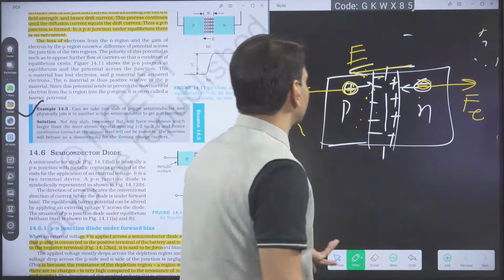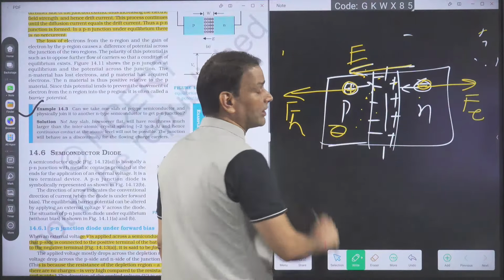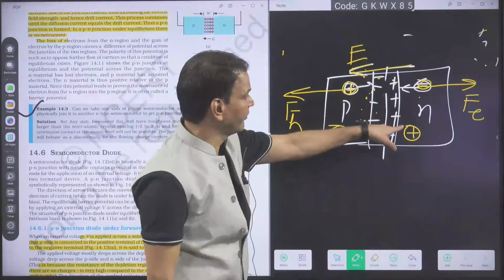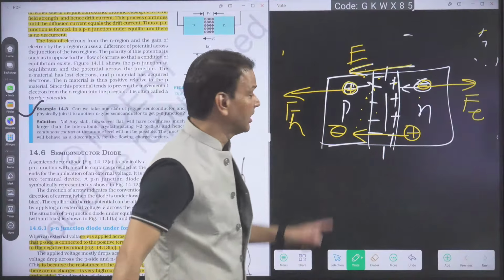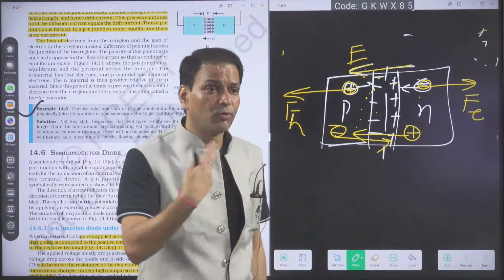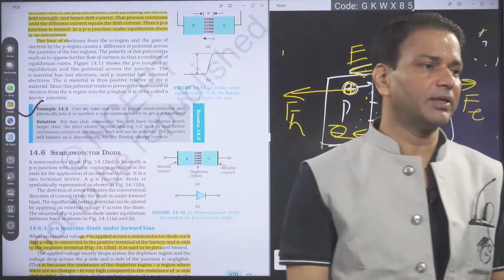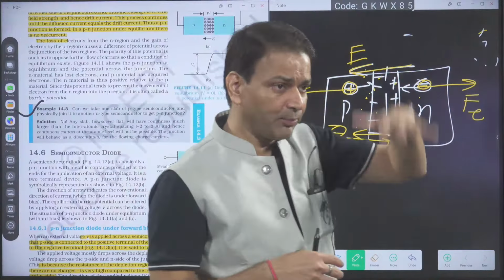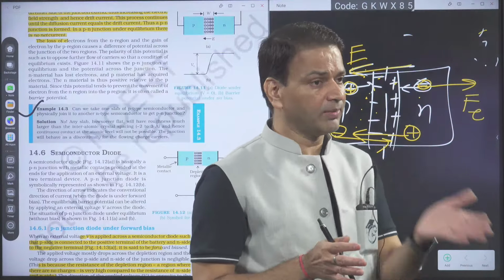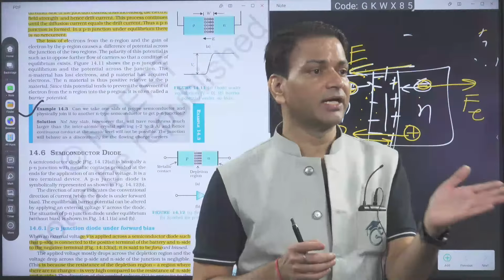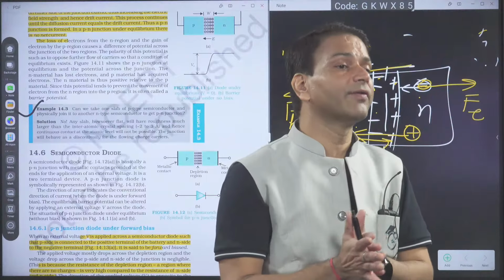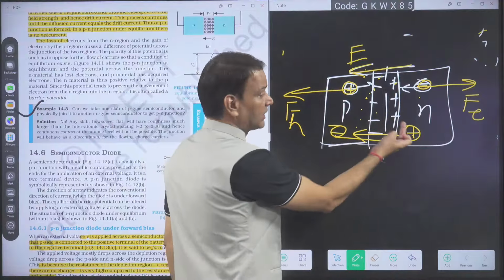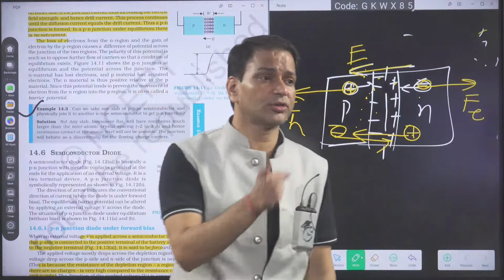But on the P side, who is the minority? Electrons are the minority on the P side, and holes are the minority on the N side. This electric field applies a force on the hole in this direction and on the electron in this direction, so it promotes the minority. It opposes the majority but promotes the minority. The current flowing due to the electric field is called drift current. What is the direction of the drift current? N to P, and it is due to the internal field.